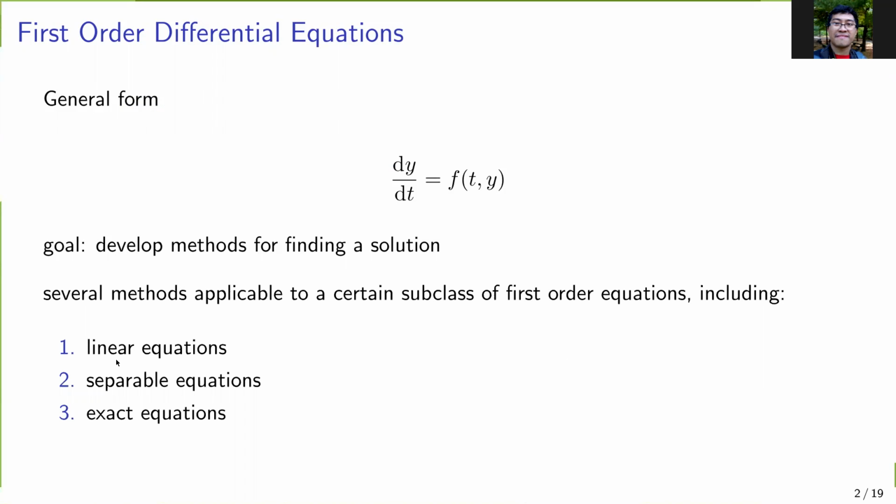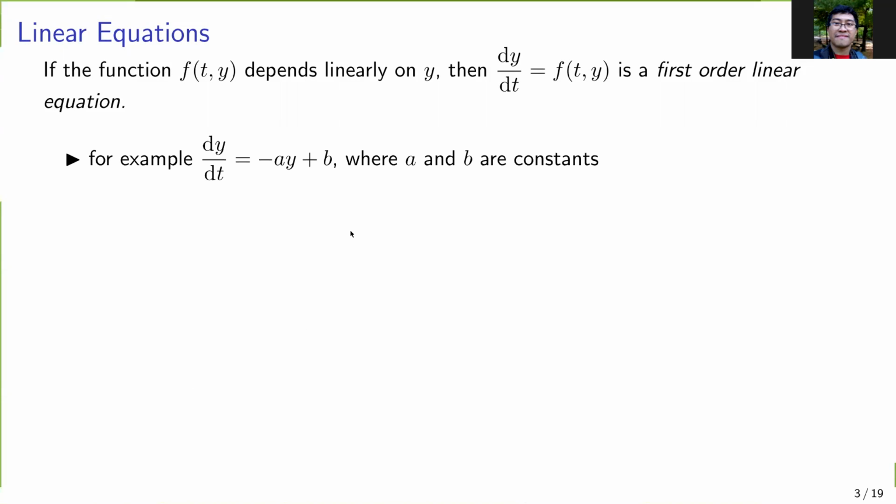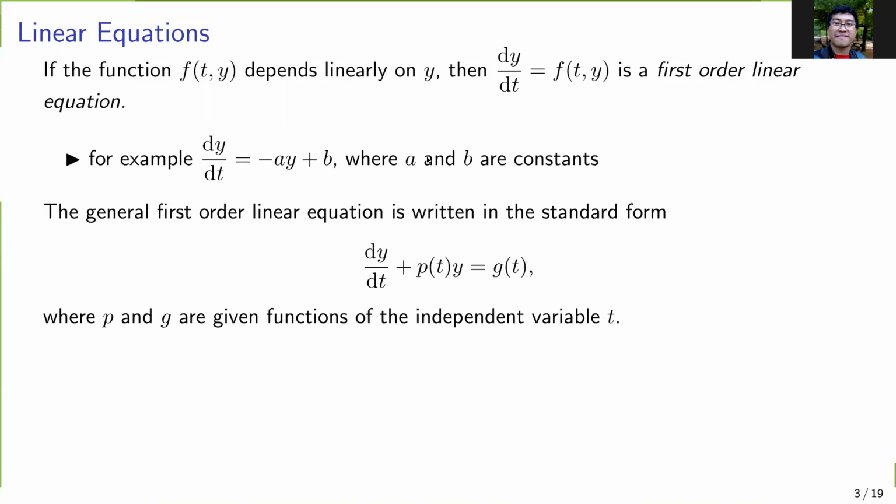That includes linear equations, separable equations, and exact equations. First, linear equations. If the function f depends linearly on y, then the differential equation dy/dt equals f is a first order linear equation. For example, dy/dt equals minus ay plus b, where a and b are constants. The general first order linear equation can be written in this standard form, where p and g are given functions of the independent variable t.